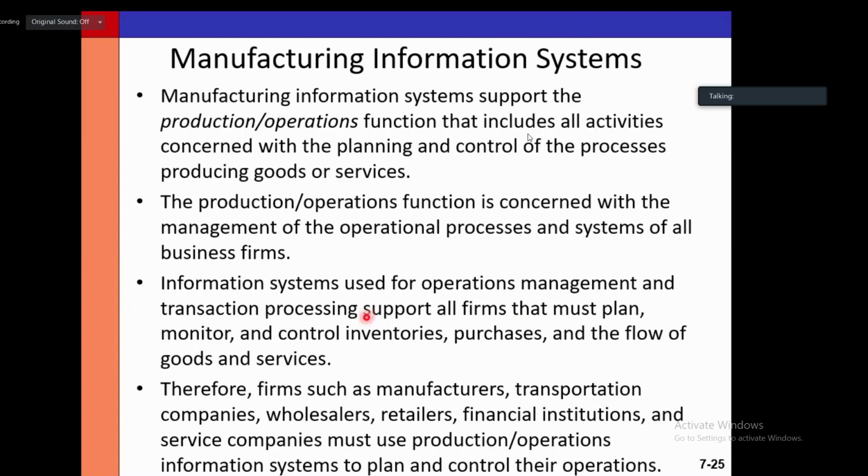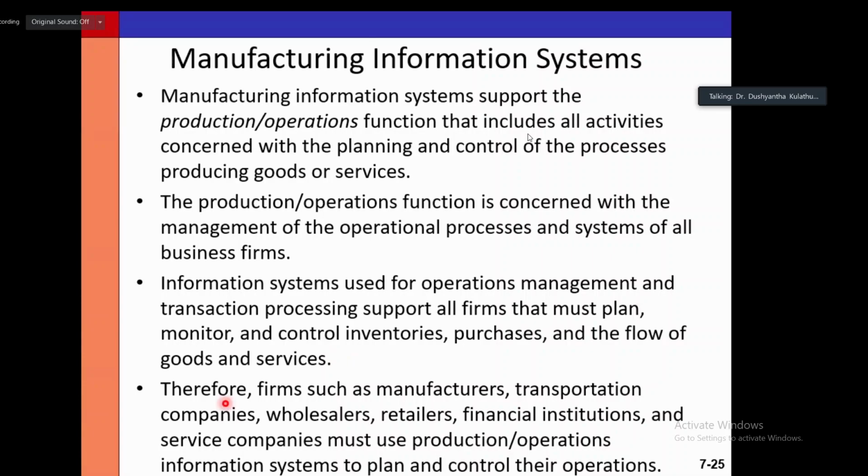Yes. Now, the information systems used in relation to operations management or transaction processing support will help the organization in different activities like planning, monitoring, and controlling inventories. They can also support the purchase of supplies, the flow of goods and services, or the delivery of goods and services once they are produced.